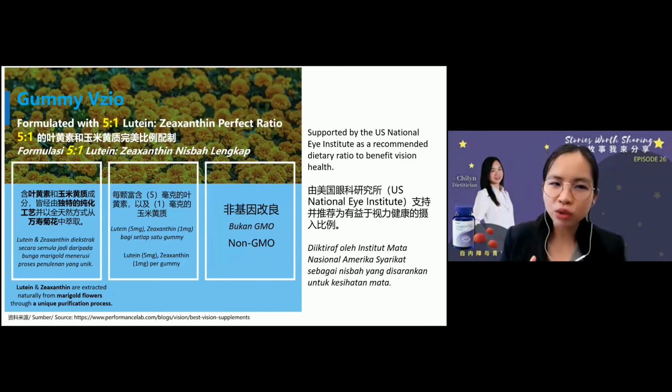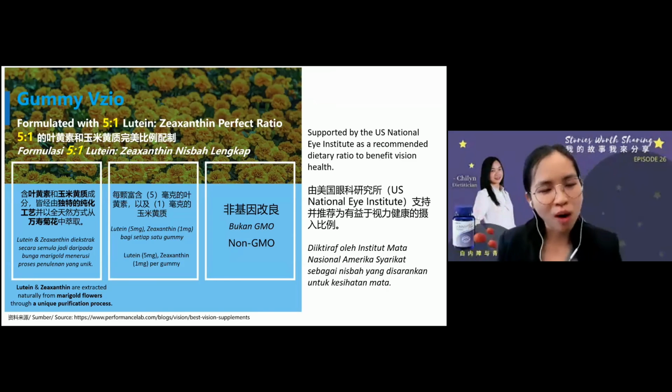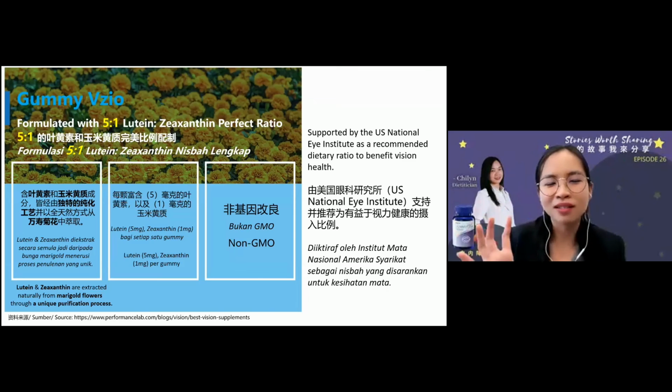Okay, where are the extractions from? Earlier I mentioned that these are antioxidants from plants, right? Colorful, dark green and orange colored plants. So in gummy Visio, the lutein and zeaxanthin are extracted from marigold flowers as it is rich in lutein and zeaxanthin. It also uses a unique purification process.